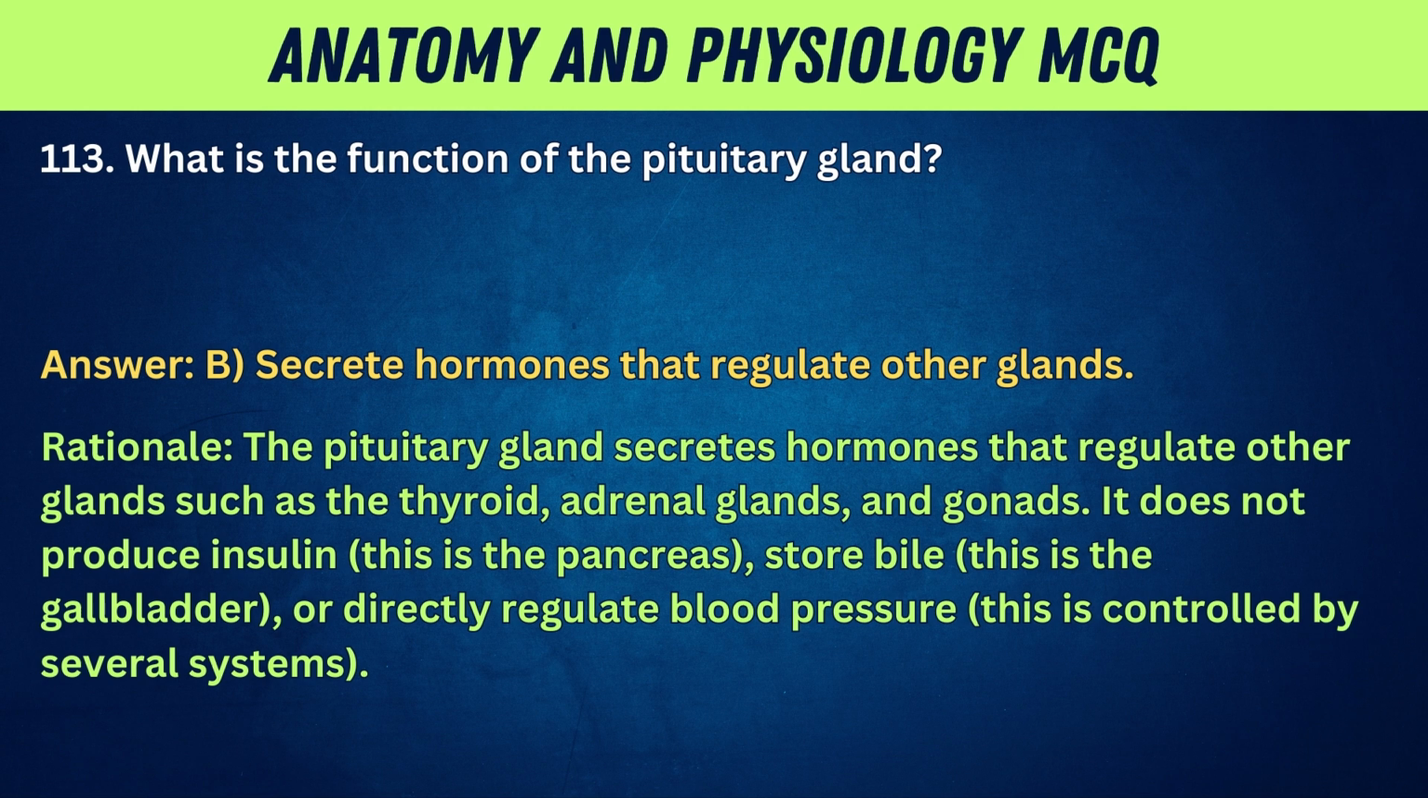Rationale. The pituitary gland secretes hormones that regulate other glands such as the thyroid, adrenal glands, and gonads. It does not produce insulin. This is the pancreas. Store bile. This is the gallbladder. Or directly regulate blood pressure. This is controlled by several systems.